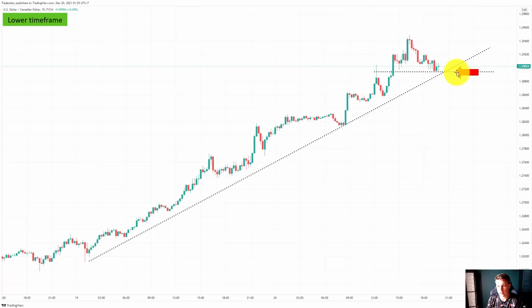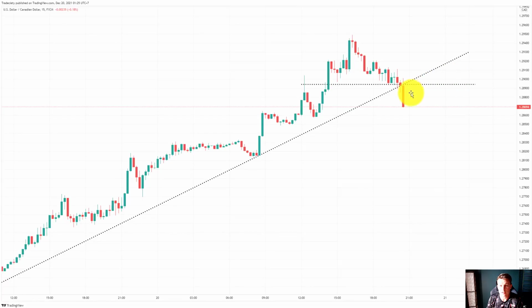Clearly, we want to see a breakout or a pullback into the level here. So we have a breakout, the market is moving lower, and this is typically where a lot of breakout traders will go on and get into the trade.